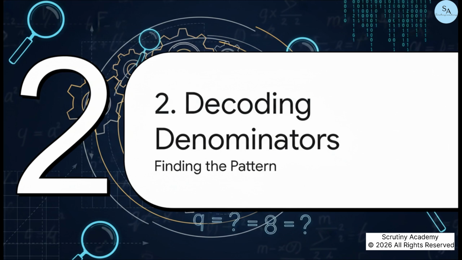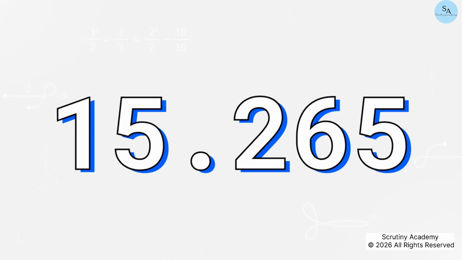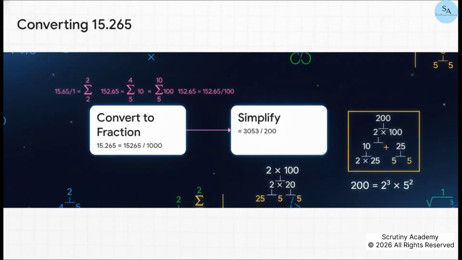So let's put on our detective hats and investigate a few cases to see if we can find a pattern. Our first piece of evidence is this number, 15.265. Now, we can see it's a terminating decimal, right? It just ends. So our mission is to turn it into a fraction and then take a really close look at its denominator. Okay, step 1. Let's write it as a fraction. That's easy. It's just 15265 over 1,000.